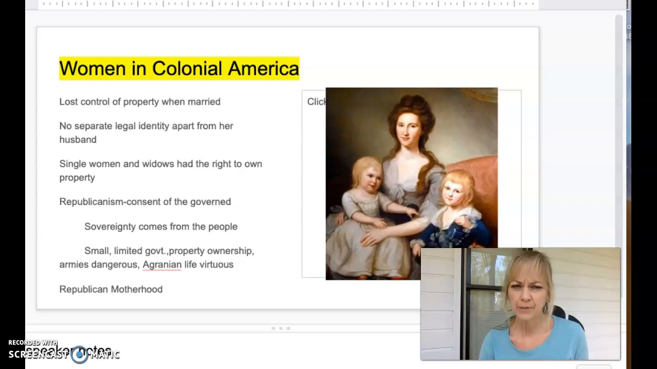The idea of republicanism, meaning that the governed only have people governing them because they've given them the consent to be governed. Sovereignty comes from the people. And remember how we talked about Republican motherhood, that idea of the importance of the mother in the home because she's raising the next generation of citizens that had to practice civic virtue to have a good republic.